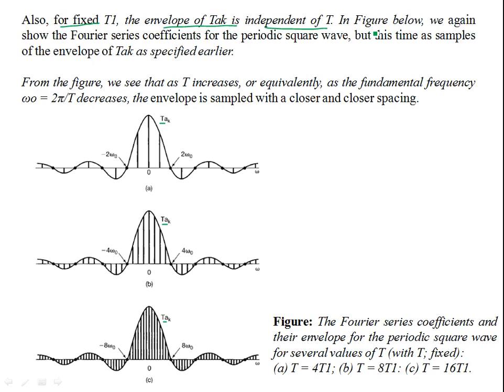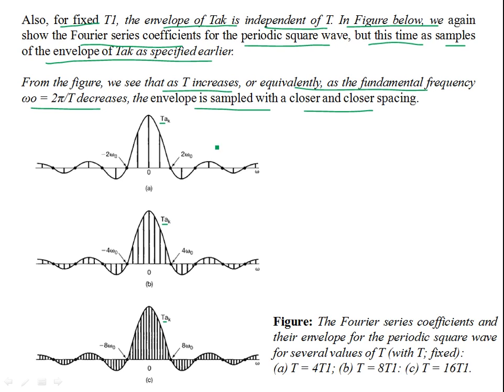In the figure below, we again show the Fourier series coefficients for a periodic square wave, but this time as samples of the envelope of T ak as specified earlier. As T increases, or equivalently the fundamental frequency omega naught equal to 2 pi by T decreases, the envelope is sampled with closer and closer spacing, so these Fourier coefficients become closer together. For example, the main lobe width stays the same. The overall shape is preserved; the waveform of the envelope is independent of the period, but the number of samples is larger.